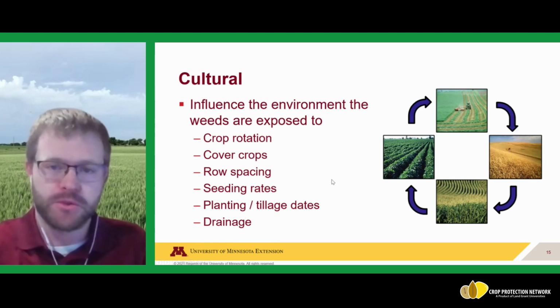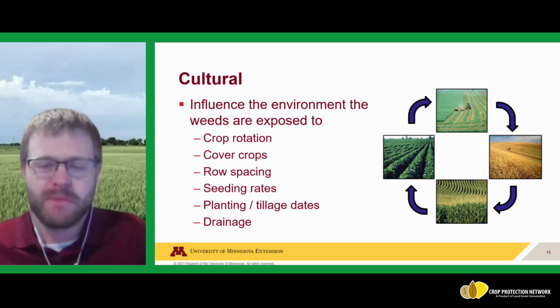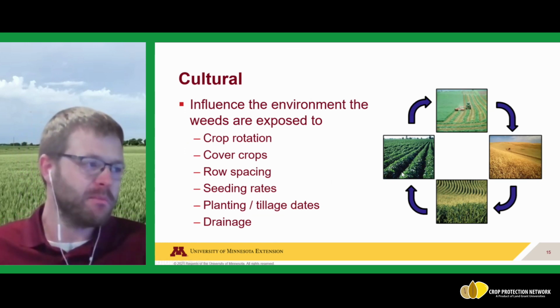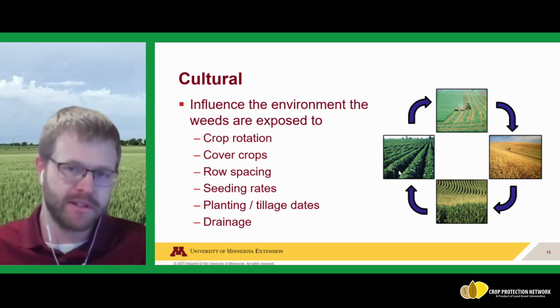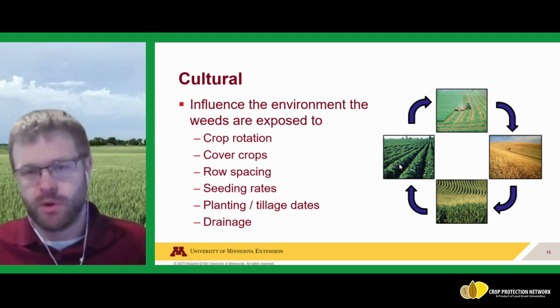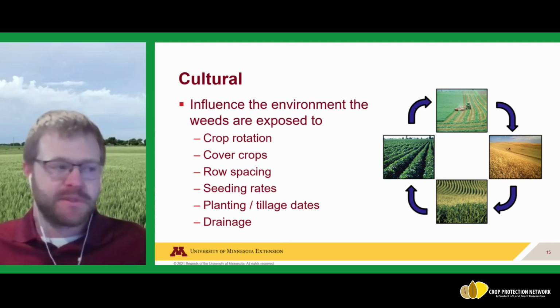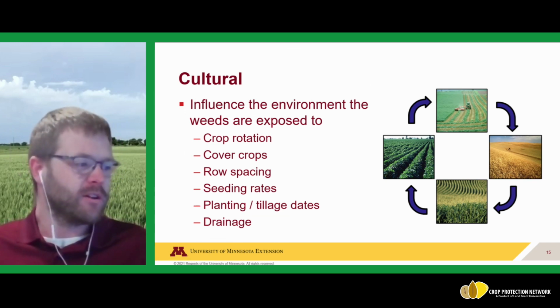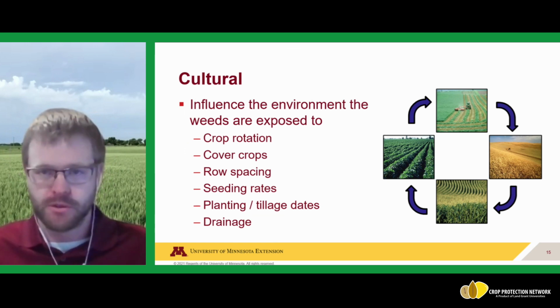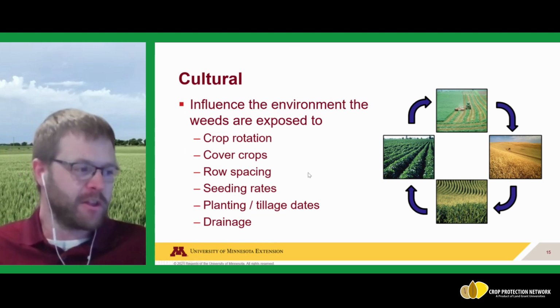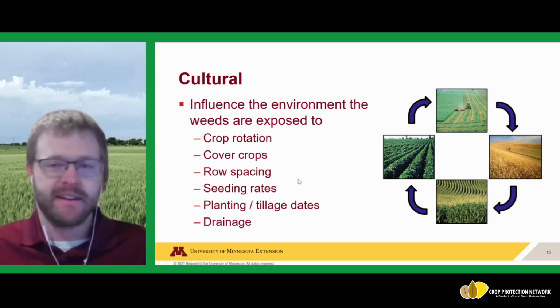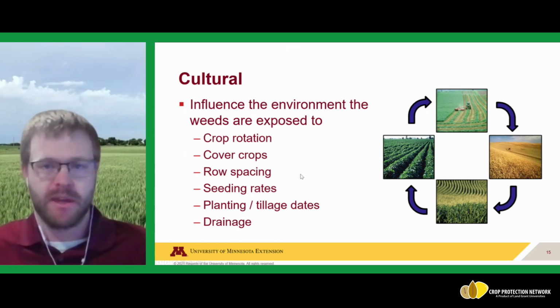Then if we talk about cultural control methods, cultural methods are oftentimes ways that we might influence the environment that the weeds are exposed to. So things like row spacing or planting population, cover crops, crop rotation are all going to feed into cultural control strategies. Another one of those is planting date and tillage timing. Timing of herbicide applications can all really be considered cultural methods.